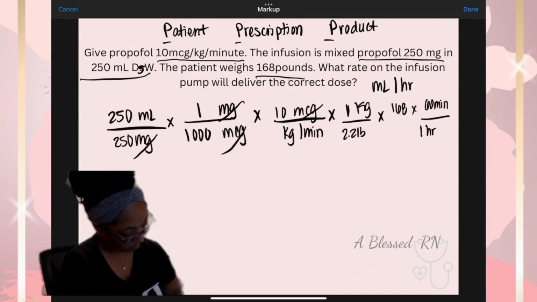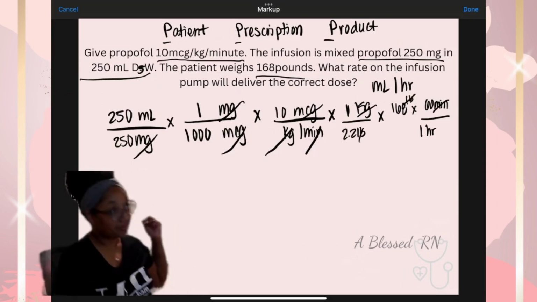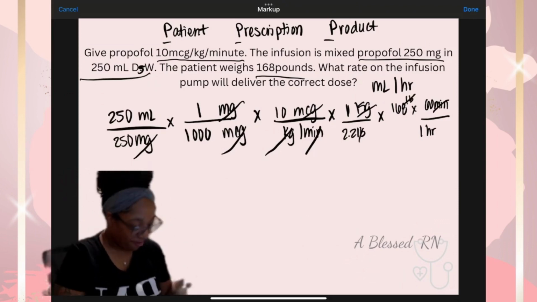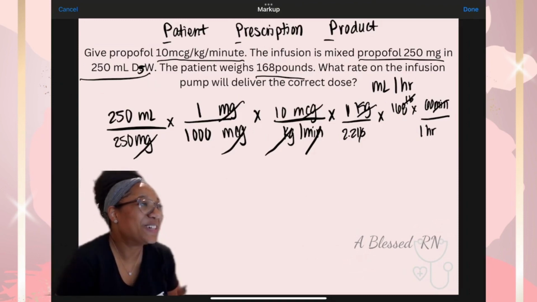Milligrams, micrograms, kilograms, minutes, and pounds. So we're left with milliliters over hour.